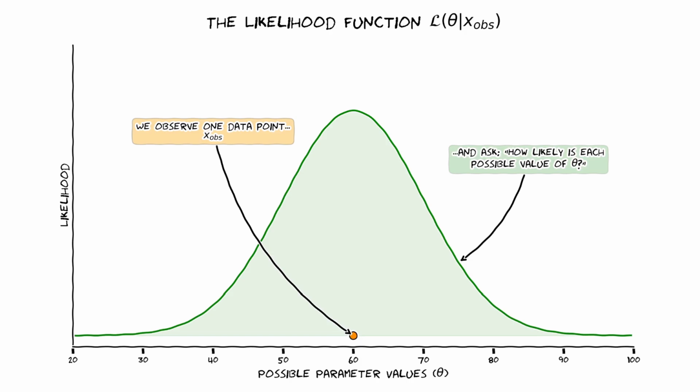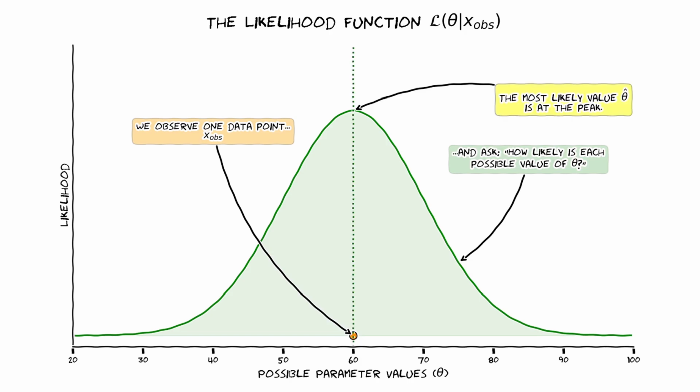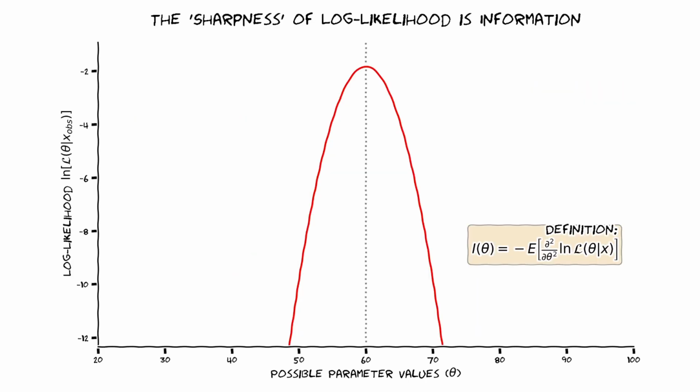This creates a curve. The most intuitive guess for the true value of theta is the one that makes our observed data most likely. This corresponds to the very peak of the likelihood function. This peak is our best estimate, known as the maximum likelihood estimate, or MLE. Working with likelihoods, which often involves multiplying many small numbers, can be inconvenient. It's much easier to work with a logarithm.